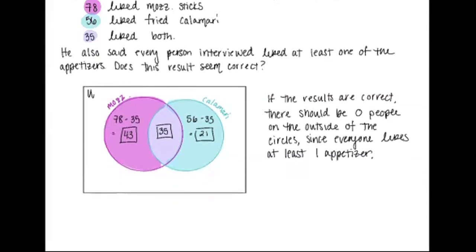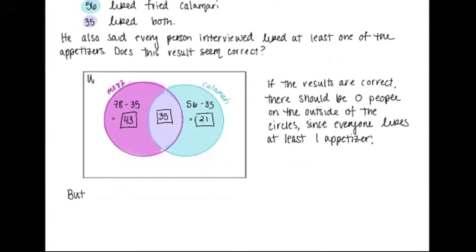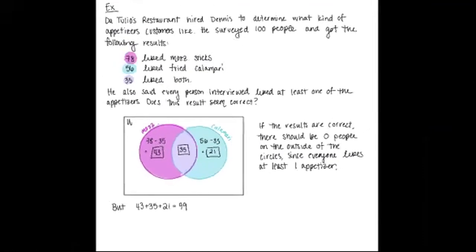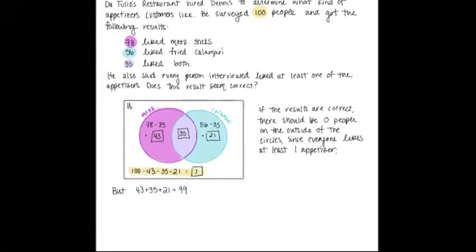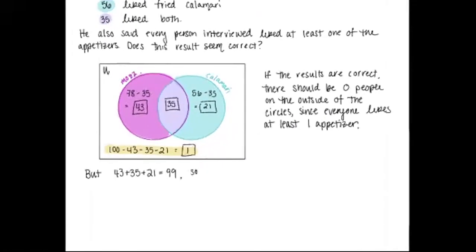So based off that, if we add these together, 43 plus 35 plus 21, that's 99 people. But I surveyed 100 people in total. So if I do 100 minus 43 minus 35 minus 21, I get one individual out here. Okay. So one person belongs on the outside. And doesn't like either appetizer.